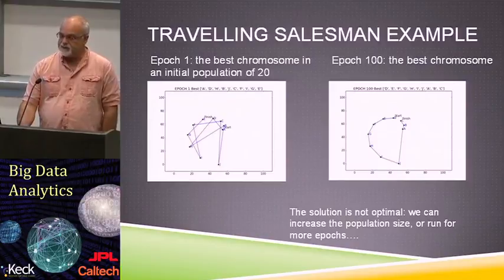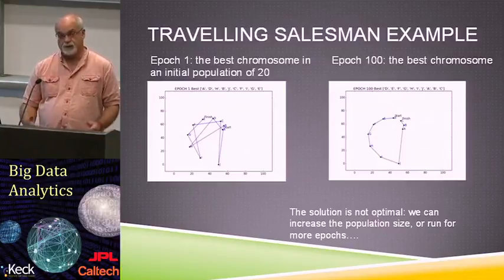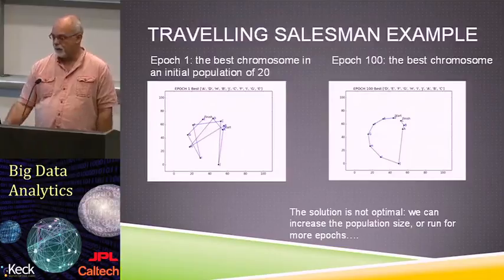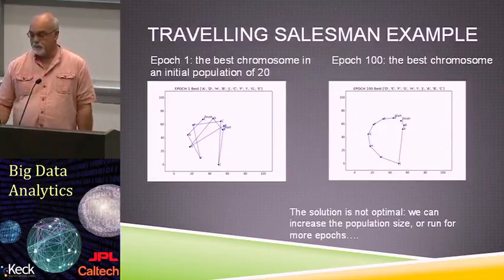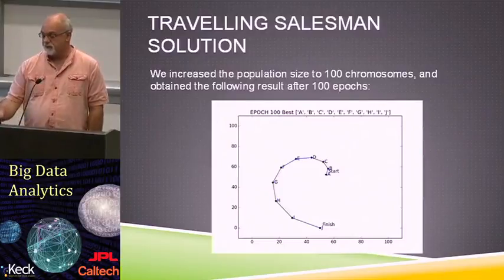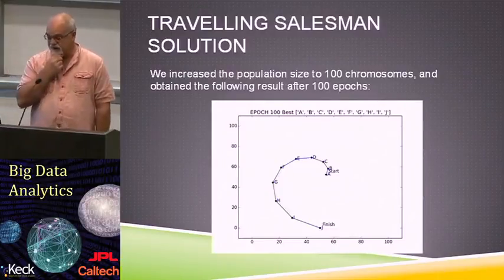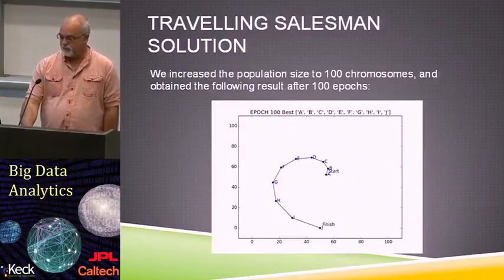Faced with this, it's of course easy to just increase the population size, or let the genetic algorithm run for longer. If you increase the population size to 100 in this case, then after the same number of epochs, you find that the genetic algorithm converges on a good solution.